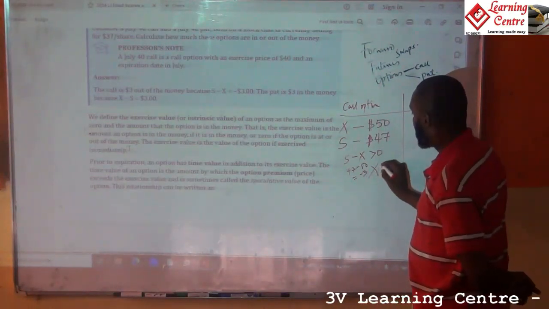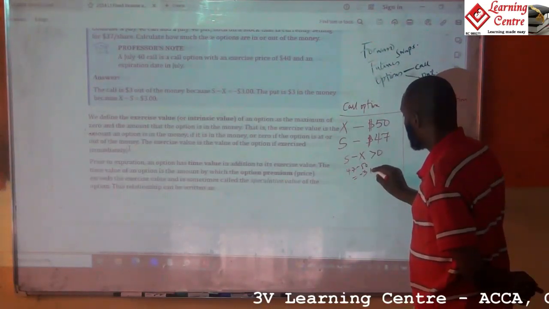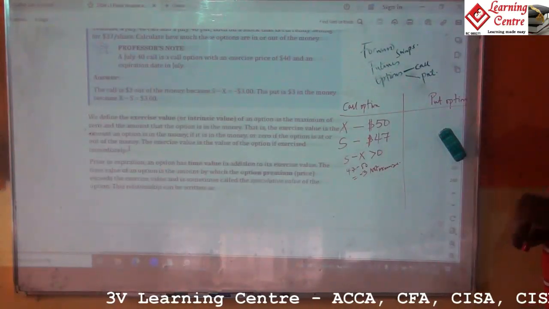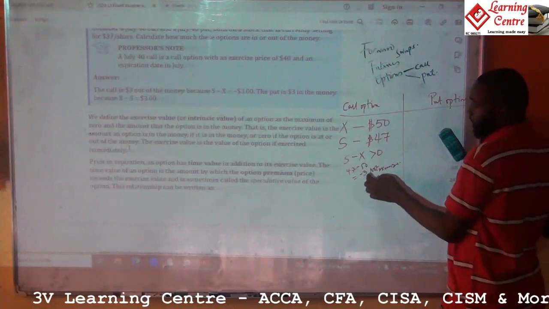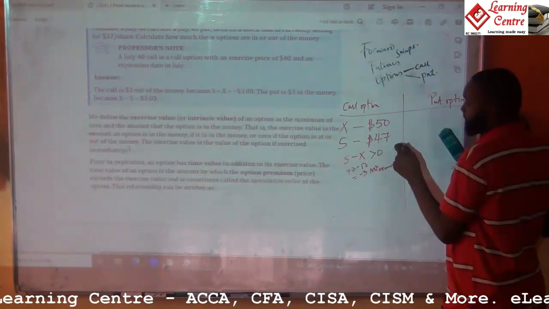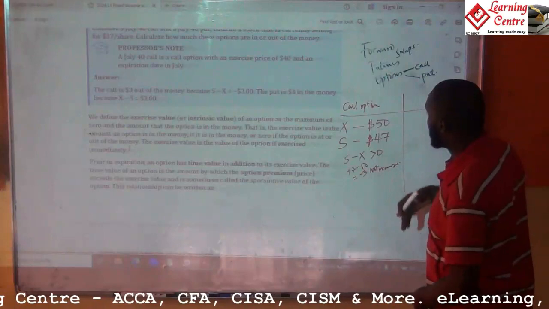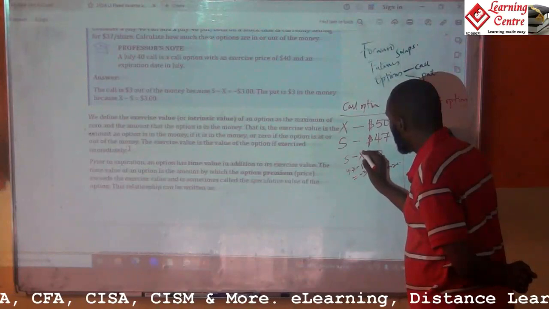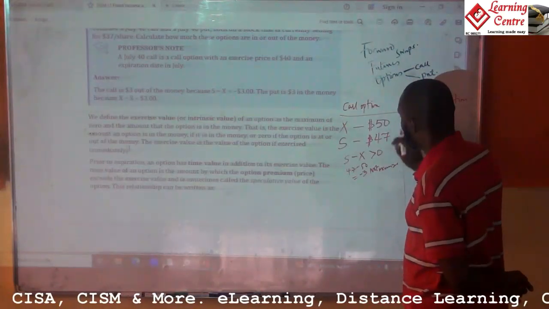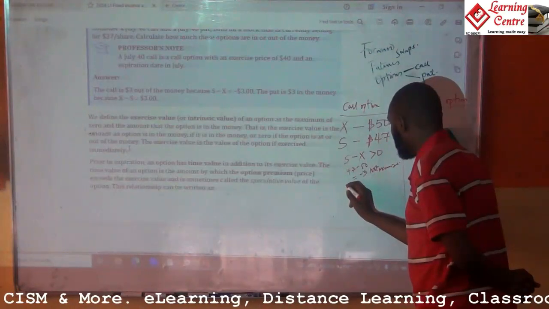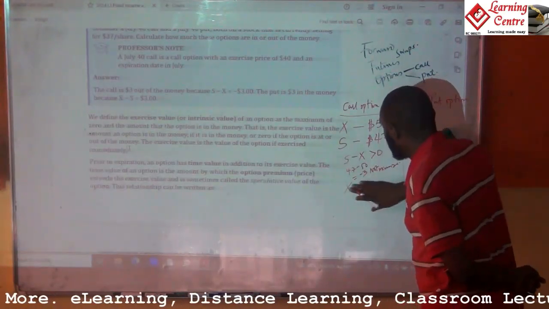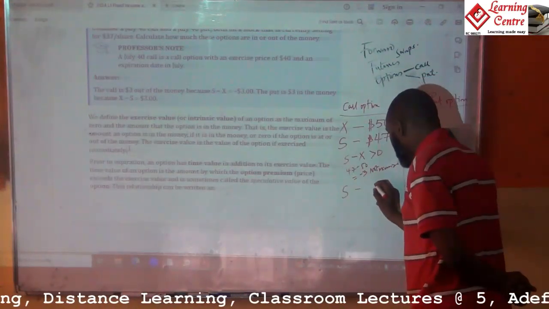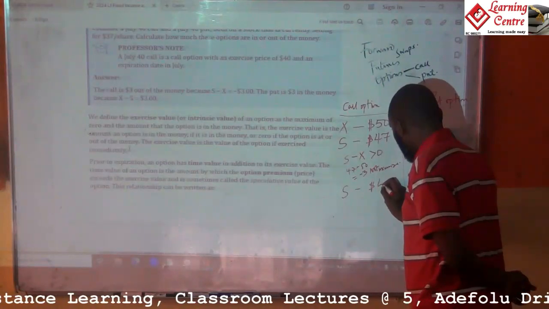Minus 3 is less than 0. So I will not exercise, right? So remember, I'm not exercising. It's a two-way. Because I'm not exercising this, let's take another example now. X remains 50. So I can't change. But now our S is 45.